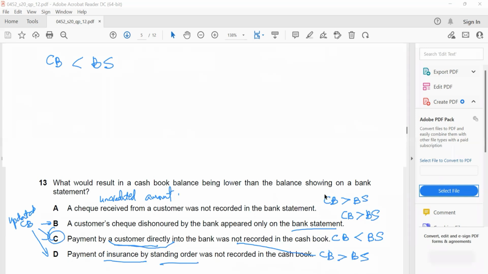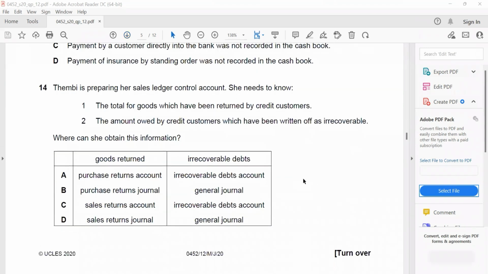Okay, now let's move on. Question 14. Tembi is preparing her sales ledger control account. She needs to know the total goods which have been returned by the customer, and the amount owed by the credit customer which has been written off as irrecoverable. Where can she obtain the information?